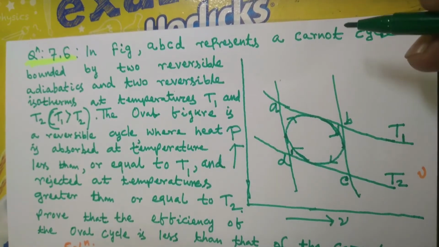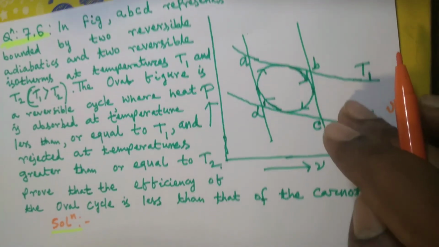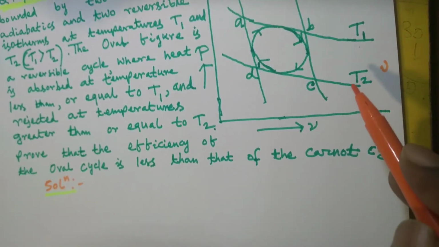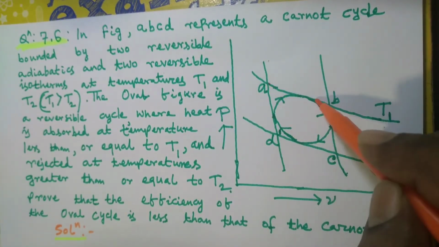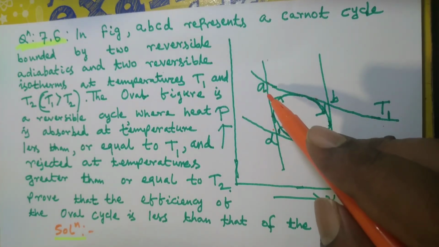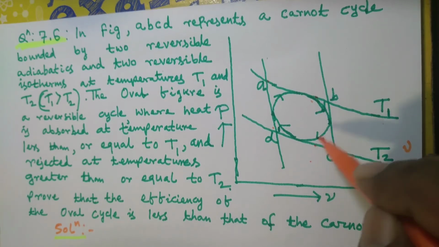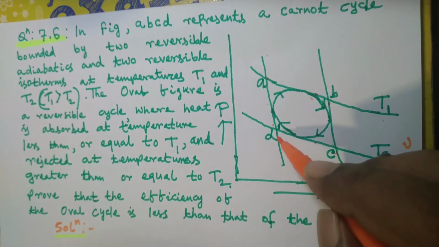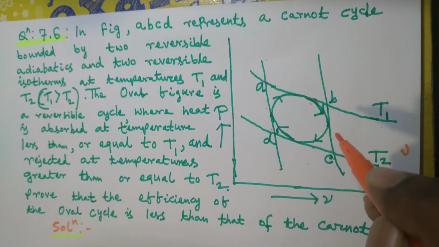7.6. You see, in the figure ABCD represents a Carnot cycle. You know, a Carnot cycle consists of two reversible isothermal processes and two reversible adiabatic processes. In this case, ABCD is a Carnot cycle on a PV diagram, AB and CD are the two isothermal processes, and BC and DA are reversible adiabatic processes.